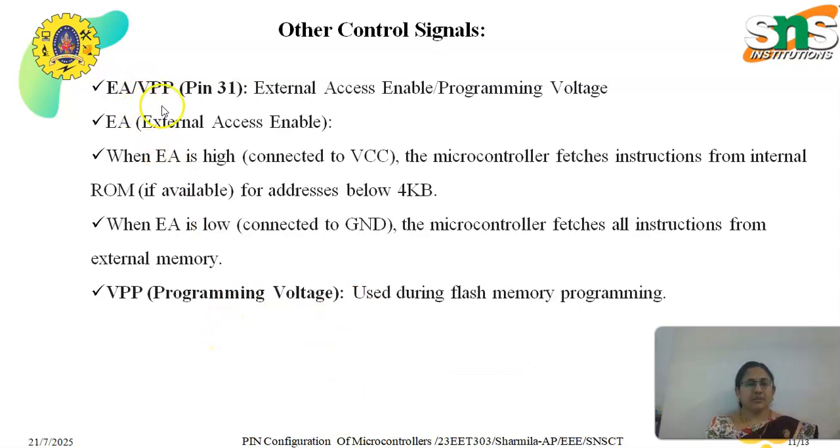And EA bar VPP is nothing but external access enable and programming voltage. If EA is high, it is connected to VCC, and the microcontroller fetches instructions from the internal ROM. And if EA is low, it is connected to ground, and the microcontroller fetches all instructions from the external memory. VPP is the programming voltage used during flash memory programming.